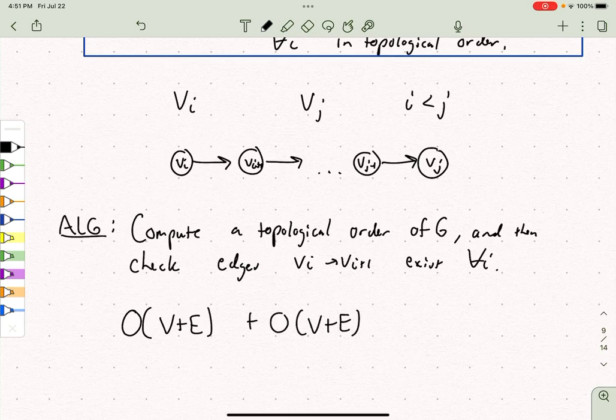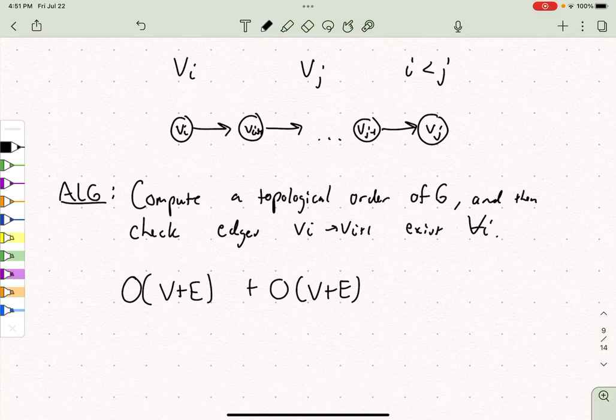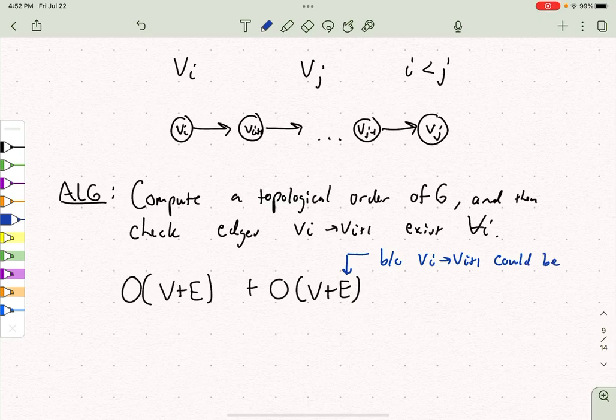This is just because we're touching every single vertex, so that's why the V is there. And then we're potentially touching every edge, because when we actually scan the adjacency list, the edge Vi to Vi plus 1 might be at the very end of each adjacency list. So we might have to scan through every edge just to get to that final edge. Because we always use the adjacency list representation, we have to get this extra E. So because this edge could be at the end of Vi's adjacency list.